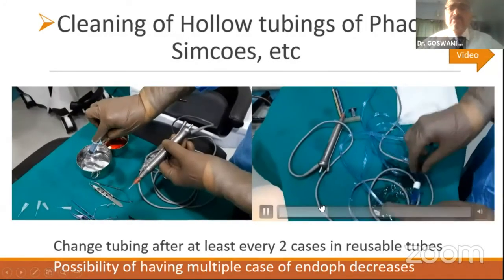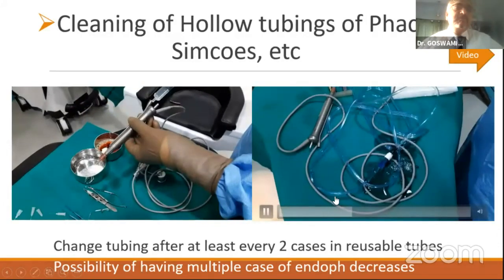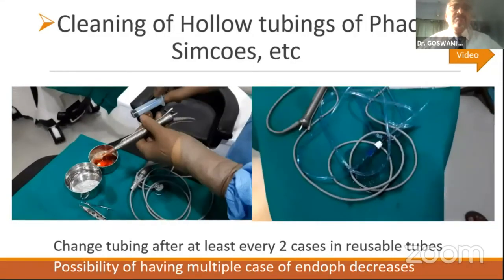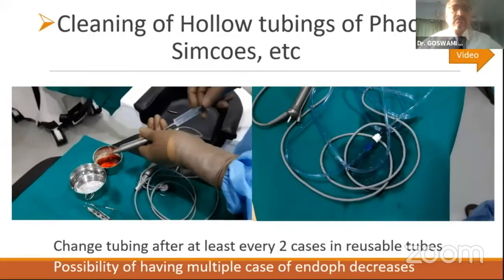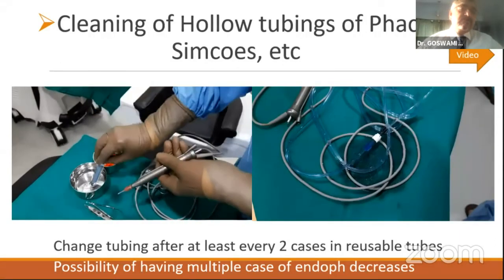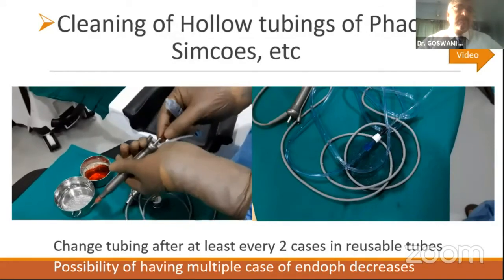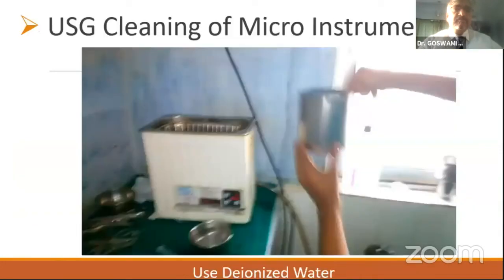One important thing to understand is whenever we are using reusable tubing, please do not use it beyond maybe 1 or 2 cases, because the chance of having a group infection or endophthalmitis in a group increases if, say, one of the tubings is infected and it gets transmitted to the next patients. So wherever possible, at least change the tubings after every 2 cases.